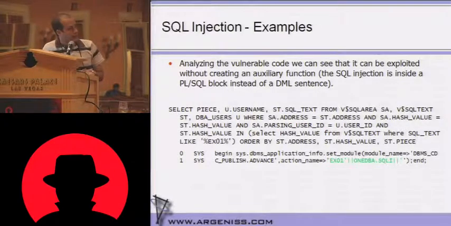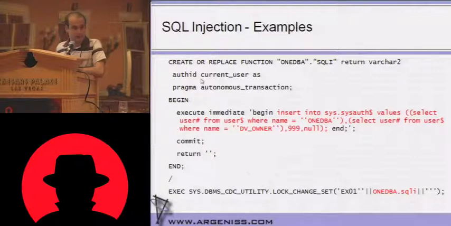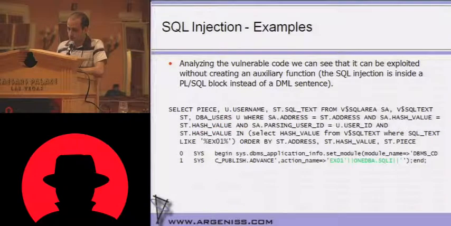Well, here I analyze this SQL injection vulnerability a bit more to see if I can exploit it in a different way without the need of the creation of an auxiliary function. So I use this V$SQL text view to see what is the SQL text that is being executed or that has been executed. So I can see where the SQL injection is, and I can see if we can exploit it in some other way. In green, we have the vulnerable parameter as it is concatenated in a string. We see that we have a begin and an end, so we can really insert more statements and not just a function call.